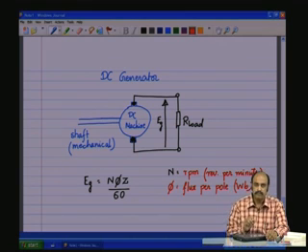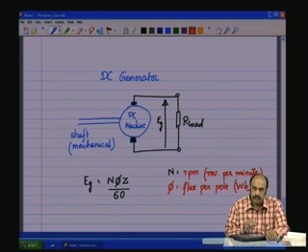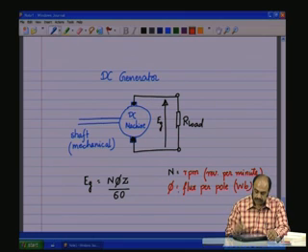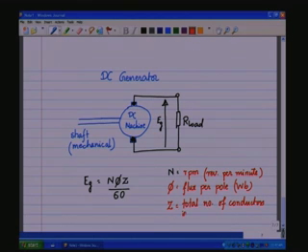Notice that we have always put one pole set, one north pole, one south pole in all our discussions till now, but it is not necessary that it should be just one pole set. There could be many pole sets. So, the flux phi is the flux per pole, and Z is the total number of conductors in the armature. So, the total number of conductors in the armature, the flux per pole, and the speed at which the rotor is rotating, they are linked to the value of the induced voltage or the generated voltage.